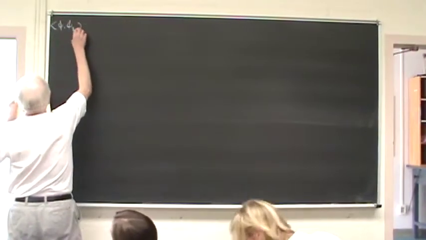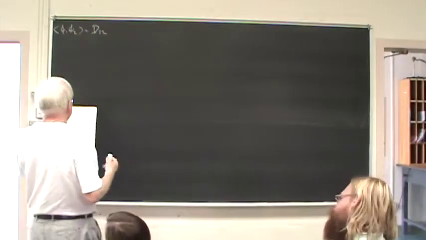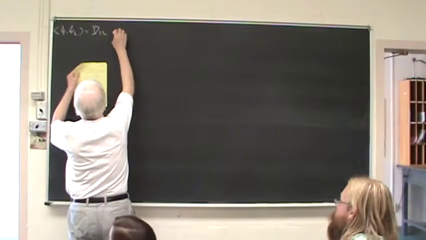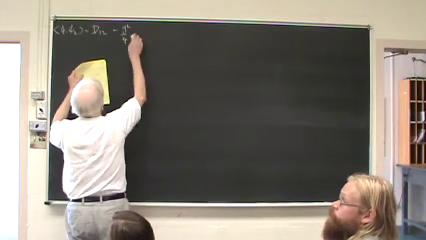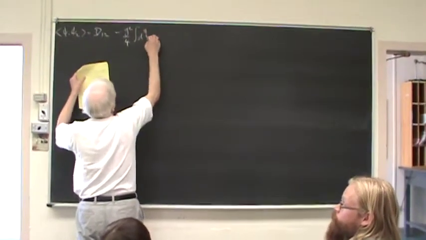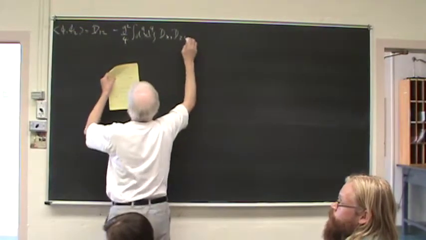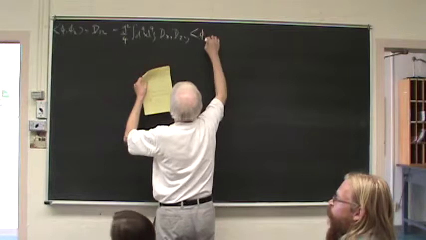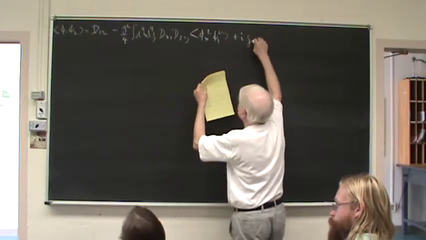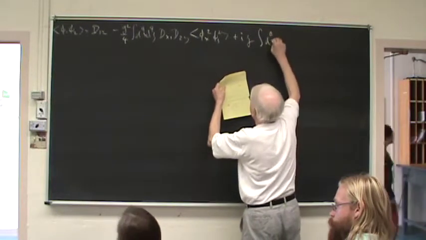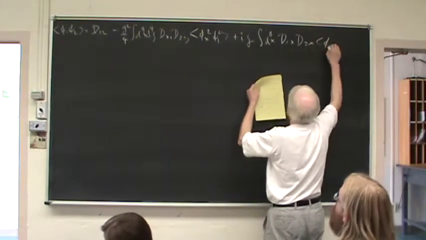φ1, φ2 as D12. That's the free field version, just the Feynman propagator. Minus g squared over 4 integral d⁴x d⁴y dx1 d2y φ(x)² φ(y)² plus ig d⁴x d1x d2x φ(x).